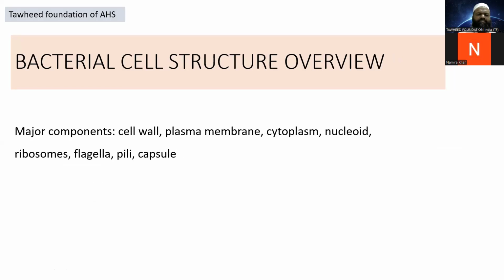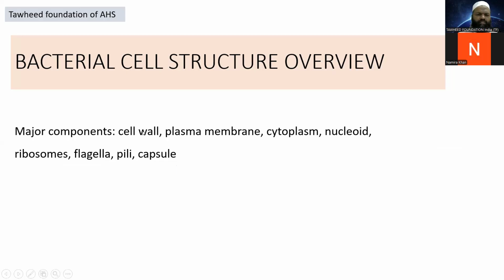Bacterial cell structure overview. A bacterial cell is a unicellular prokaryotic organism characterized by several key structural components that together support its survival, growth, and reproduction. So, major components contain cell wall, plasma membrane, cytoplasm, nucleoid, ribosomes, flagella, villi, and capsules.